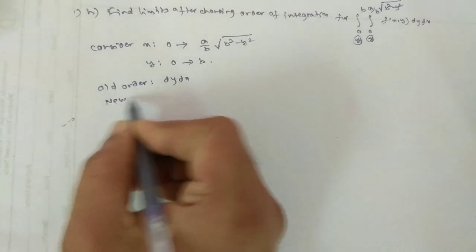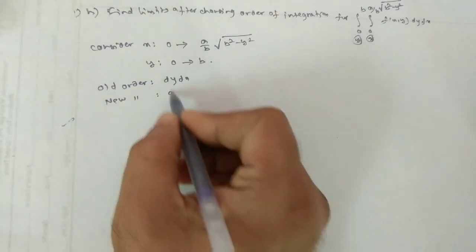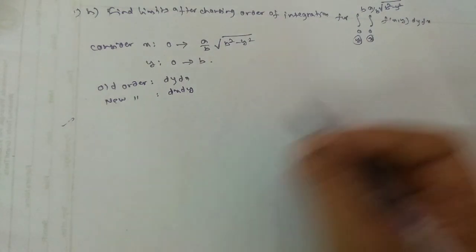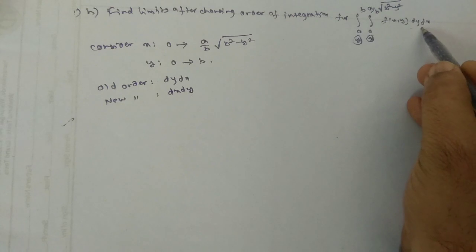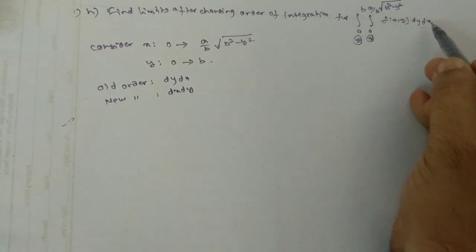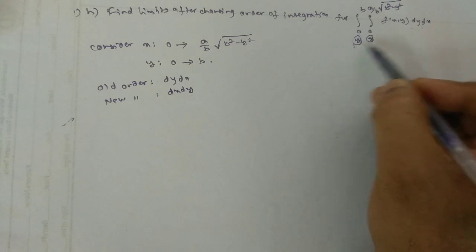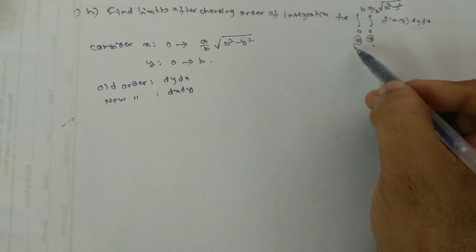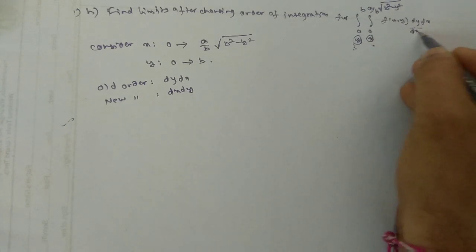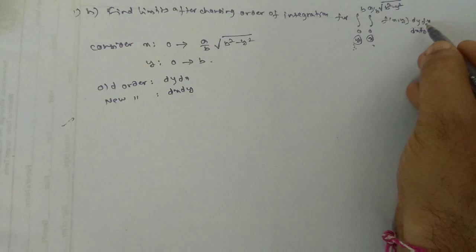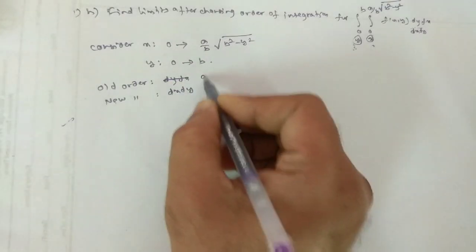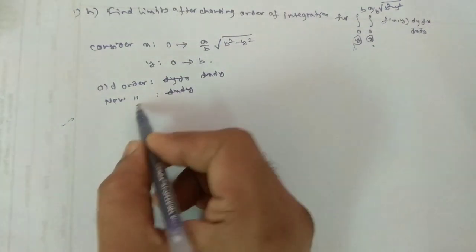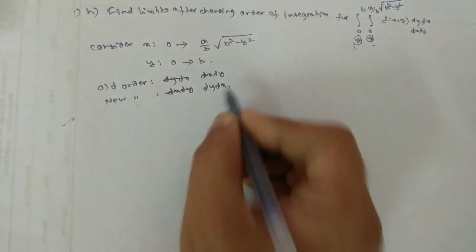What is the new order now? New order means you are changing. Changing means it should be dx dy. So that is the meaning here. But actually they have given dy dx, and that's wrong. It should be in the reverse. Reverse order means first should be x integral, next should be y integral. So they have given a wrong order. It should definitely be dx dy only. That is the problem mistake. So the old order is dx dy as per the given integration. Now the new order is dy dx.